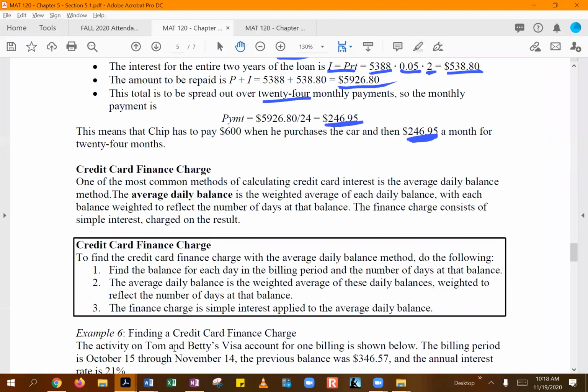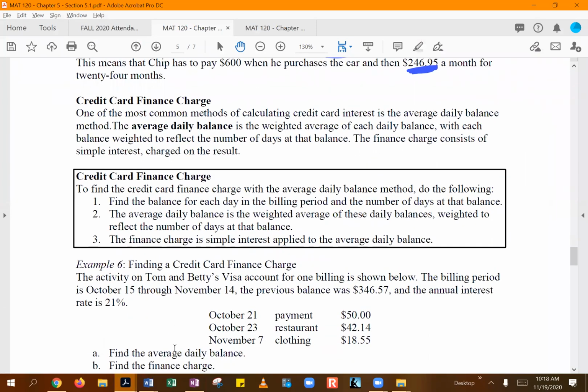Okay, so that was just to show you how these add-on interest loans work out. Again, you can see that credit card charges work a lot differently than what we're seeing over here.